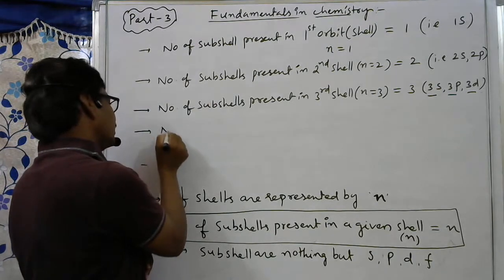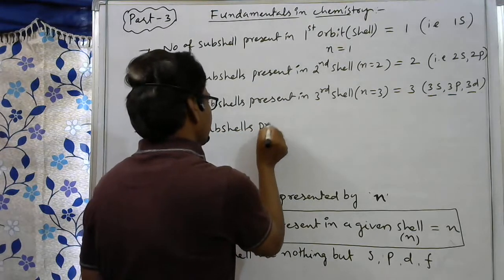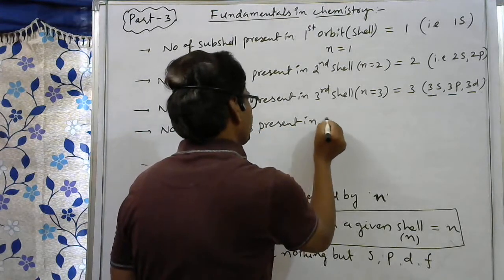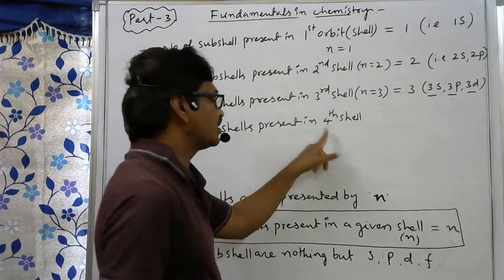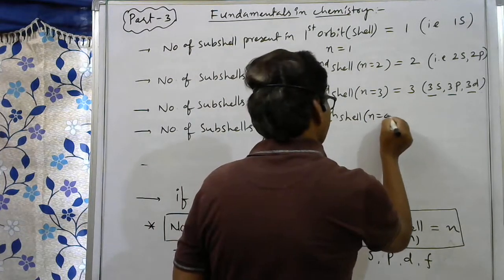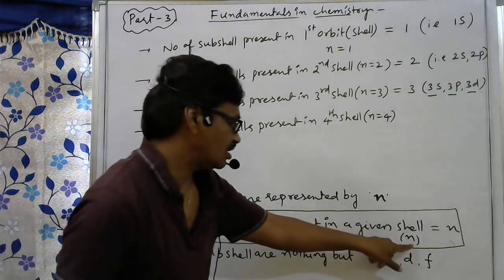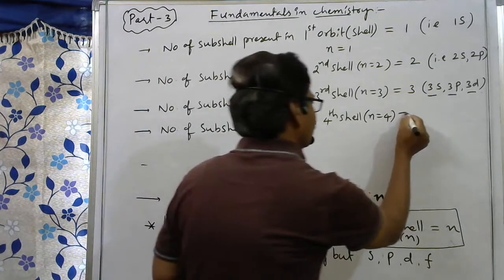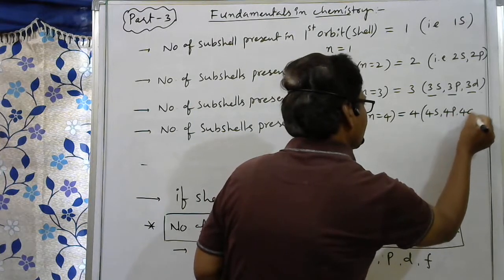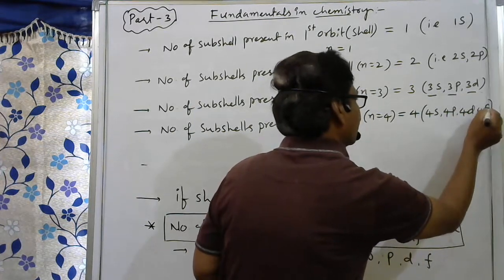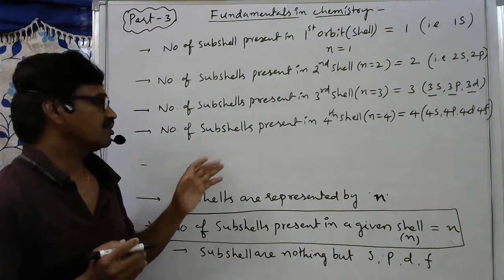Then similarly, number of subshells present in fourth shell. Fourth shell is nothing but what? K, L, M, N. This is nth shell. So for this n value, how much? 4. So it is equal to n value. Number of subshells present in a given shell equal to n only. n value is 4, so 4 means it is 4s, then 4p, then 4d, then 4f. They are the different orbitals or different subshells present in the fourth shell.